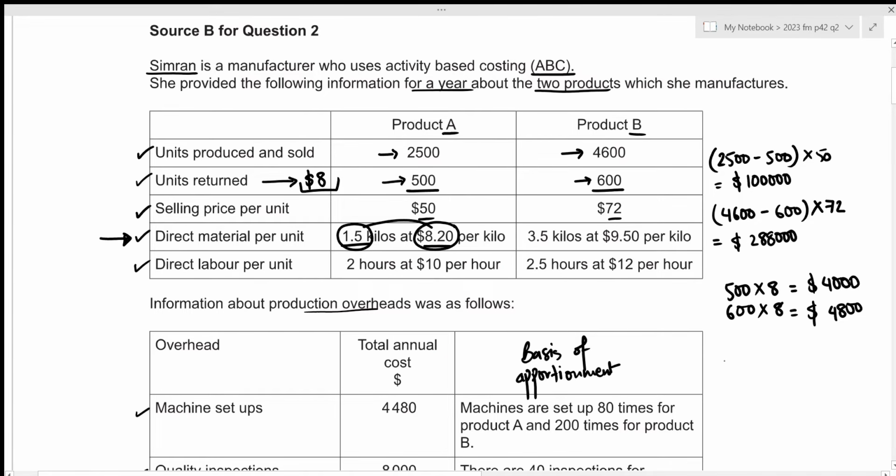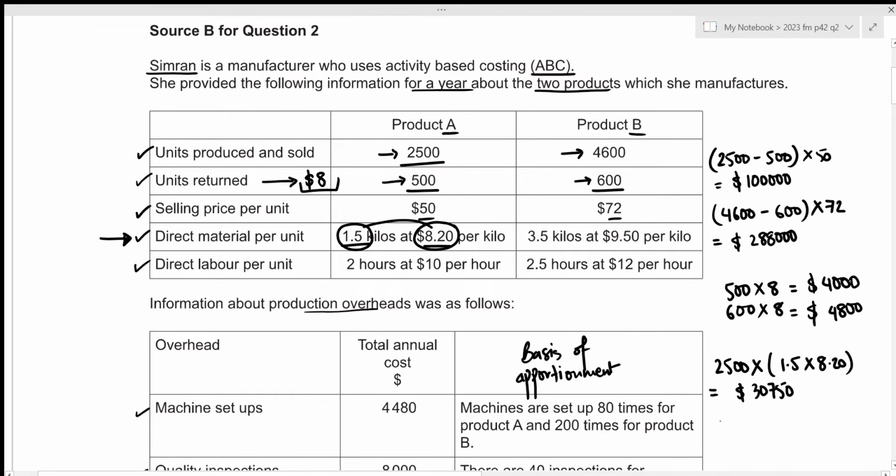Okay, let us just figure out the total for all of the units produced, which is 2500. That's the number of total units. Then we just multiply it by our direct material per unit. To figure out the direct material per unit, we multiply the direct materials required per unit, which is 1.5 kilos, by the rate per kilo, which is given to be 8.20. And this will give our total direct material for product A to be 30,750.